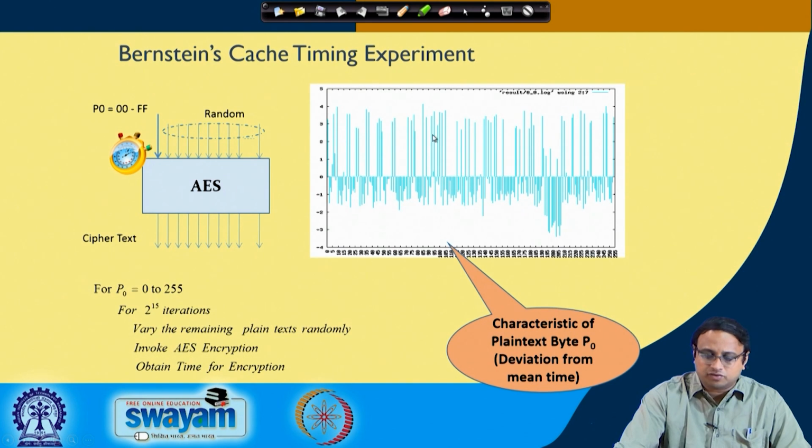Note that when I am observing this timing, in order to remove the effect of noise, instead of plotting the average time directly, I also compute the global average, and then deduct the global average from that individual average time. This is just a denoising technique, and therefore we obtain the characteristic of the plaintext byte P0, and as written here, we obtain the deviation from the global mean time.